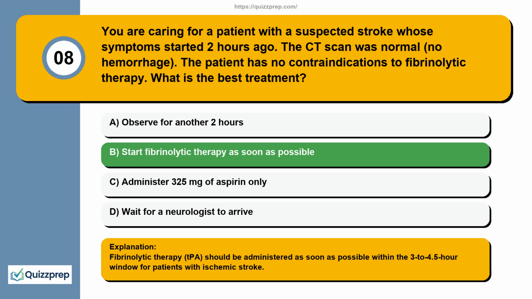Fibrinolytic therapy, TPA, should be administered as soon as possible within the 3 to 4.5 hour window for patients with ischemic stroke.